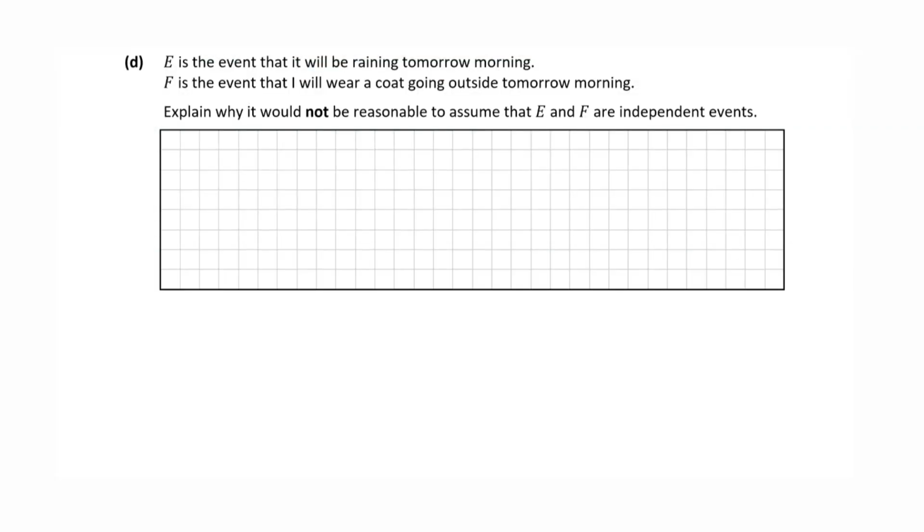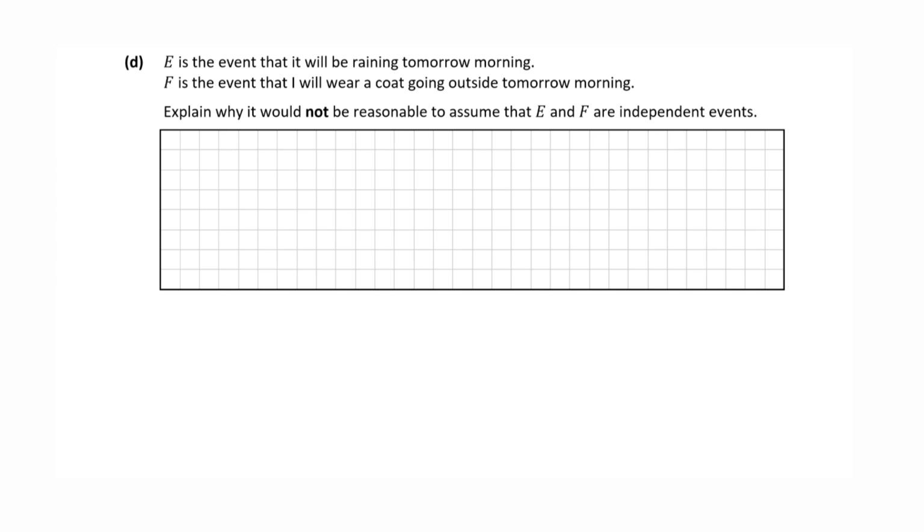In part D, they tell you that E is the event that it will be raining tomorrow morning, and F is the event that I'll wear a coat going outside tomorrow morning, and they want you to explain why it would not be reasonable to assume that E and F are independent events. So independent events mean that the occurrence of one event does not affect the probability of the occurrence of another event. So if you think about it, if it rains tomorrow, well, that means that I'll be more likely to wear a coat outside. So that means that these events definitely are not independent.